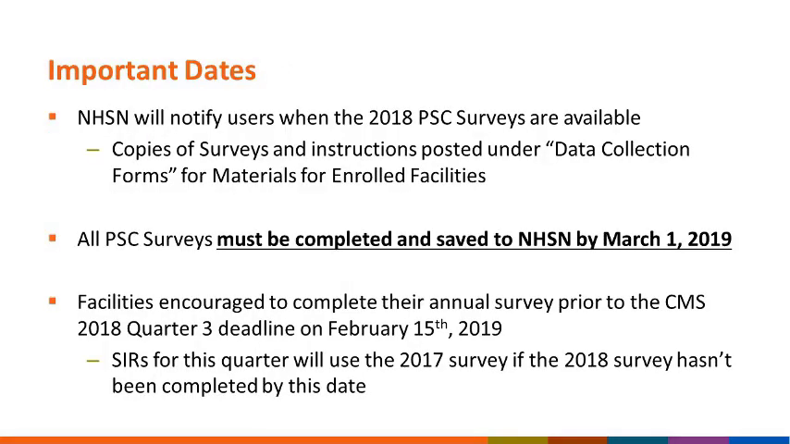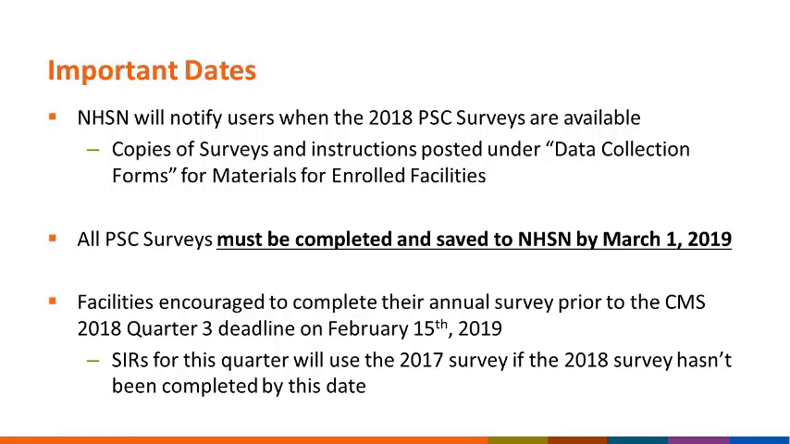The 2018 Patient Safety Annual Survey is now available in NHSN for completion. Copies of the blank surveys and corresponding instructions can be accessed via the NHSN website. A link to where you can find these forms is available on our resources slide at the end of this presentation. The 2018 annual survey must be completed and saved in NHSN by March 1st, 2019. Failure to do so will result in future monthly reporting plans to be inaccessible until the survey is completed.